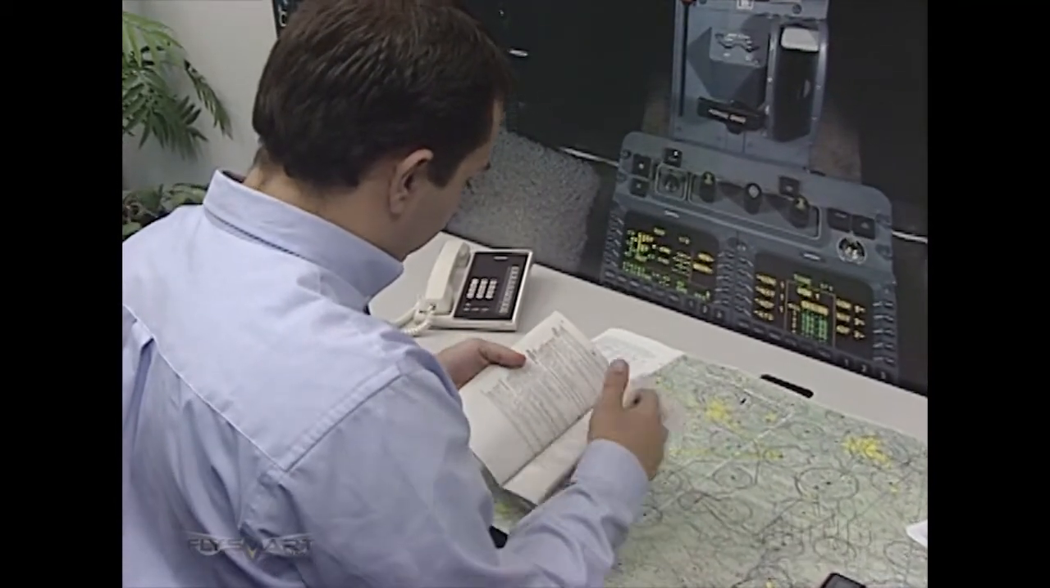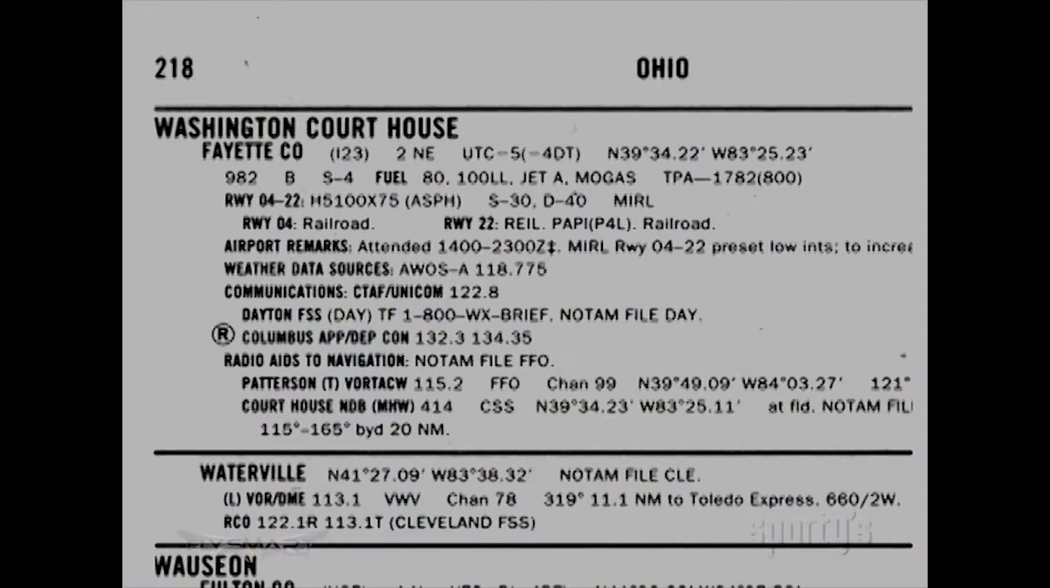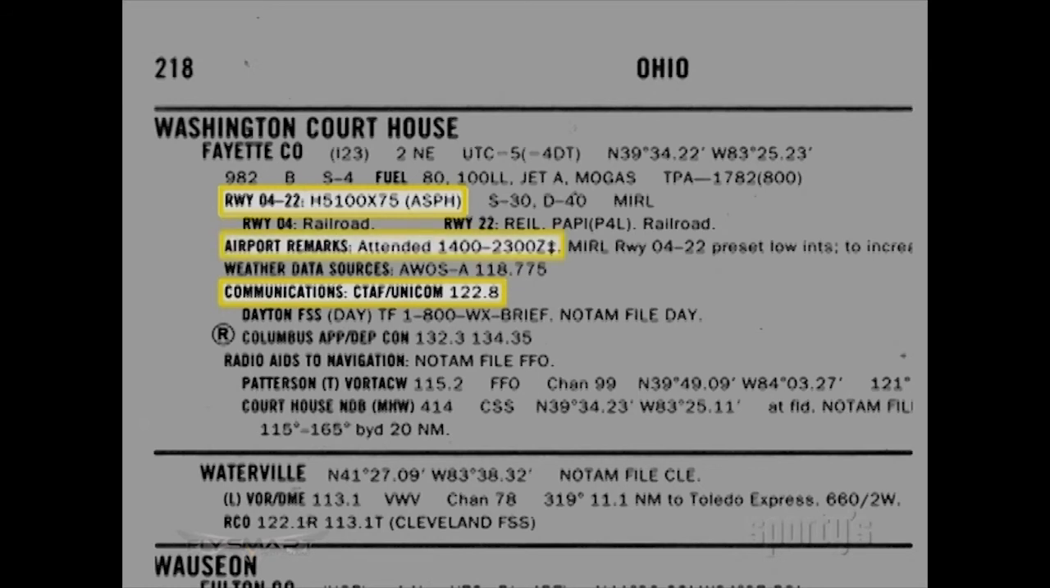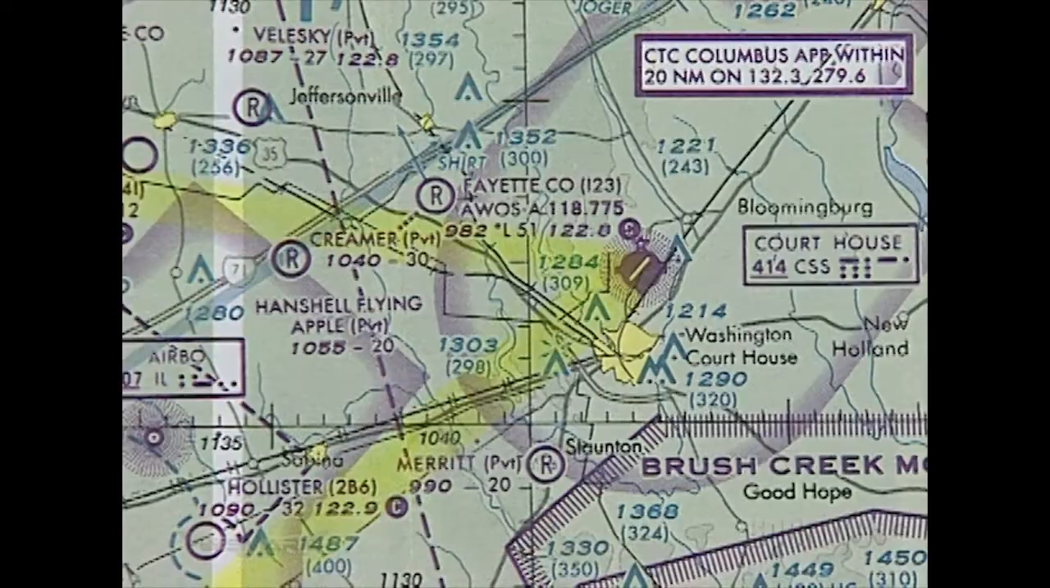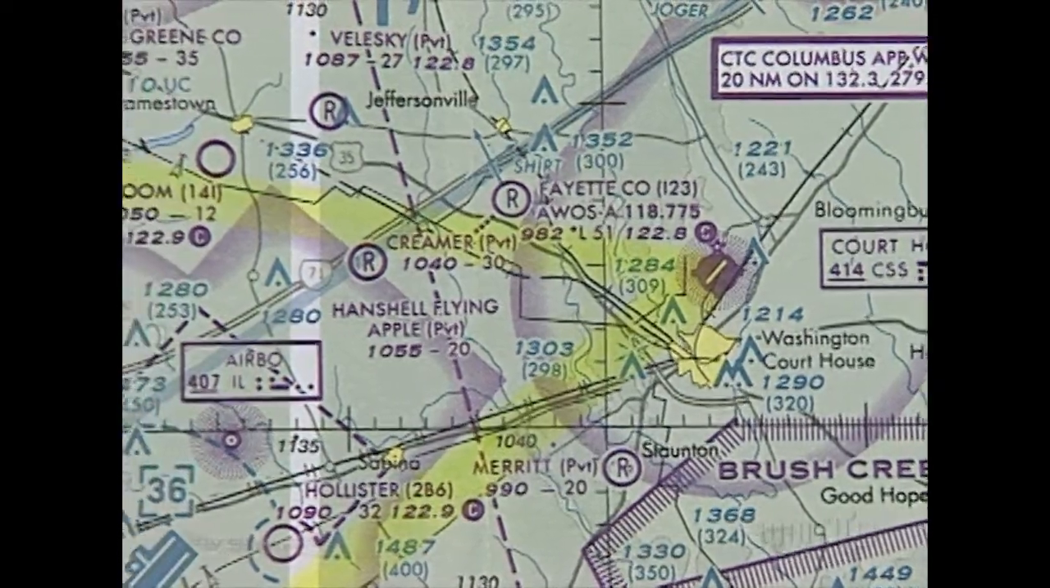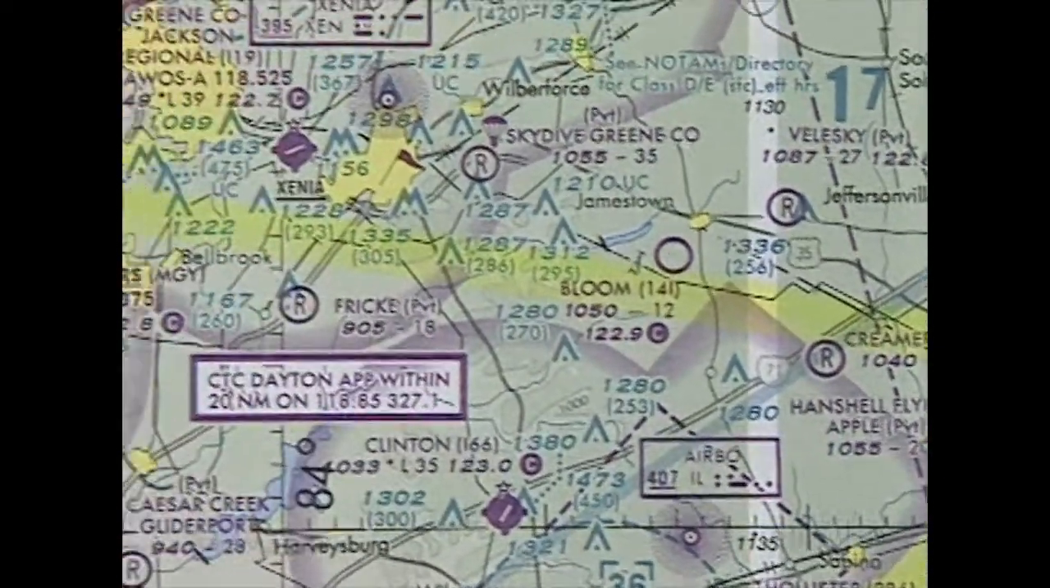We're planning on landing at Fayette County Airport. A check of the airport facility directory shows one runway, 4-22. It's 5,100 feet long, 75 feet wide, and is paved with asphalt. The CTAF is Unicom on 122.8, and the field is attended from 1400 to 2300, Monday through Friday. 100-octane fuel is available.